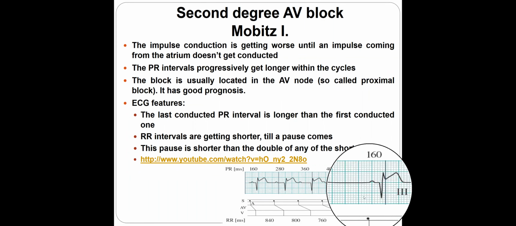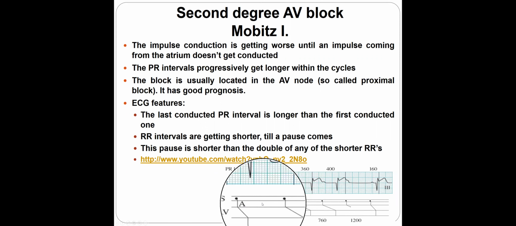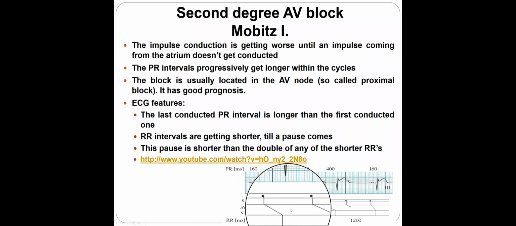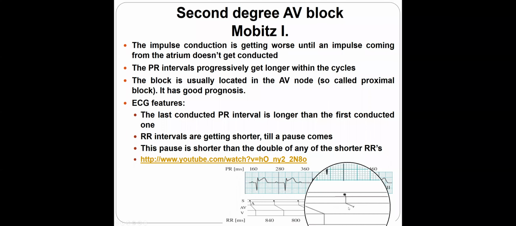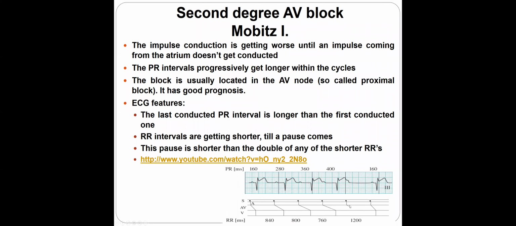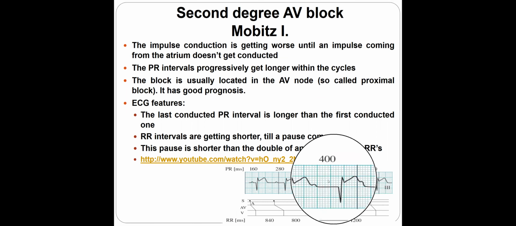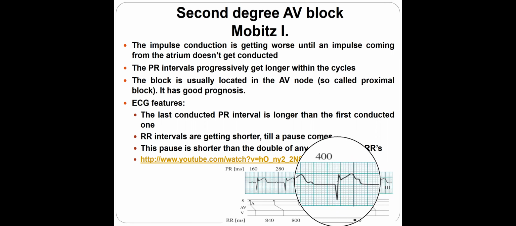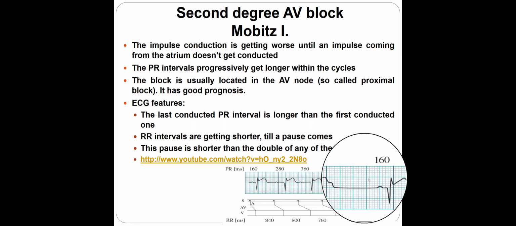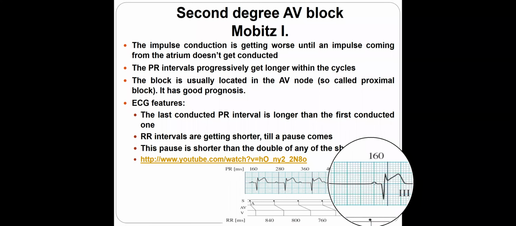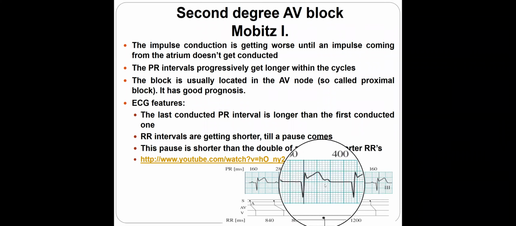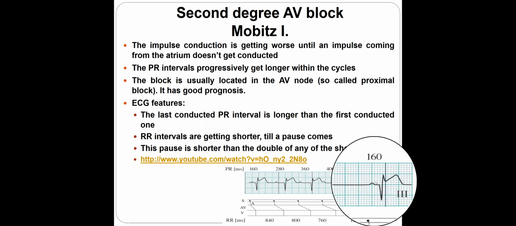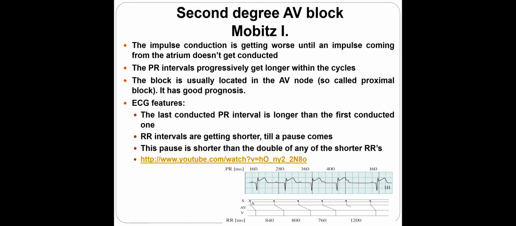In the ladder diagram, you can see nicely how the conduction in the AV node is slowing down and after that is not conducted. Okay, and by definition, we said that looking at the last PR interval, which is still conducted, and the first one, they are not the same. The last one is longer than the first one. This is how you should diagnose.